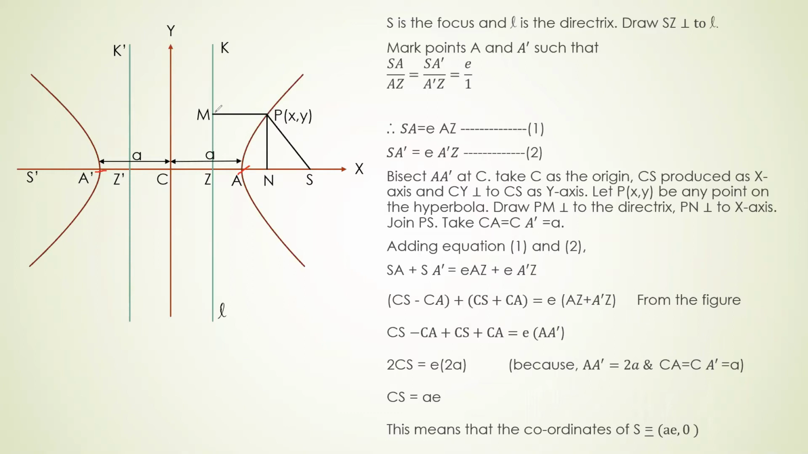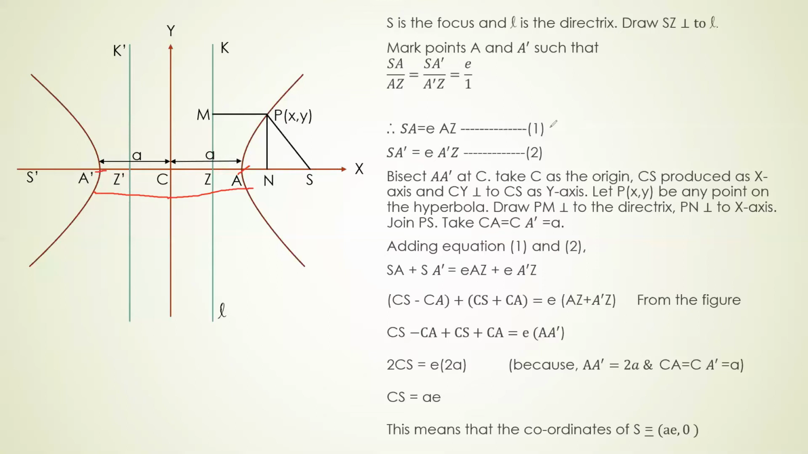Draw PM perpendicular to the directrix L and PN perpendicular to the x-axis, and join PS, that is the focus and the point on the hyperbola. Join these two. Now take CA and CA dash value as a. That is, CA dash is a, and CA is also equal to a.